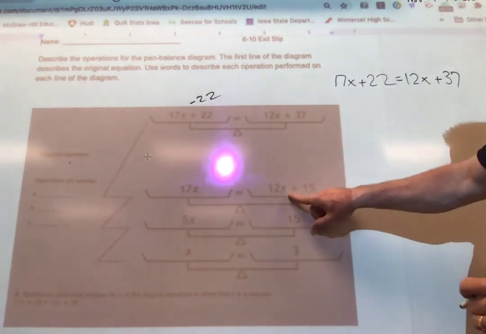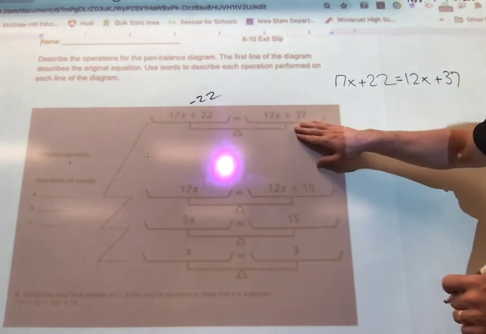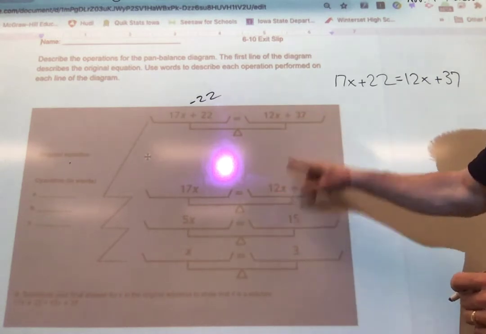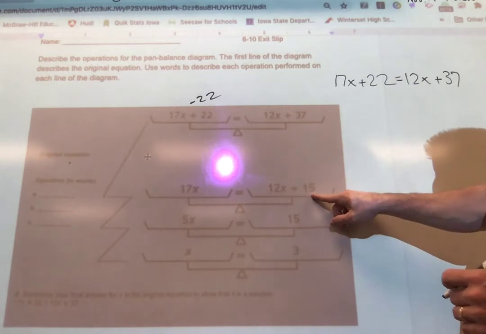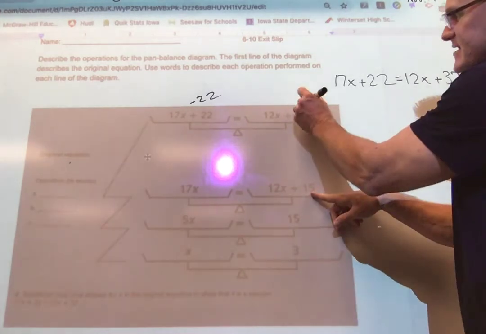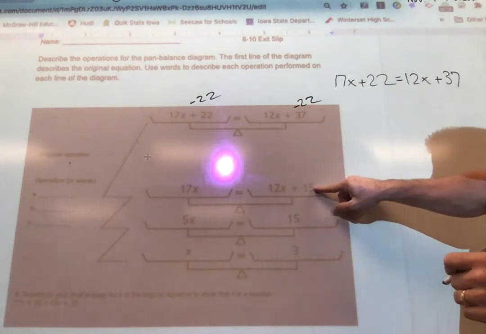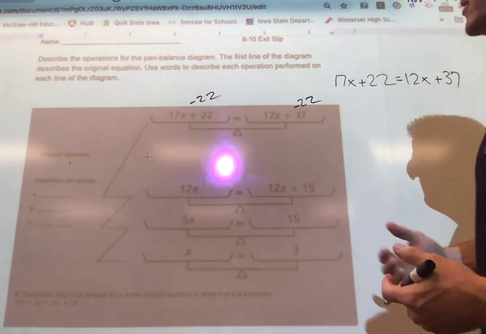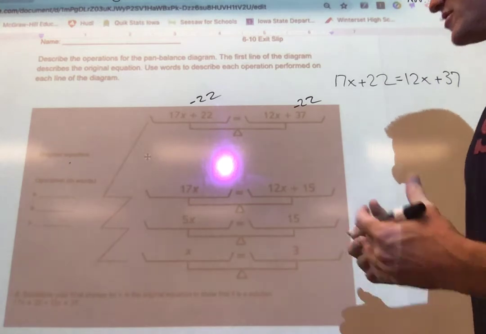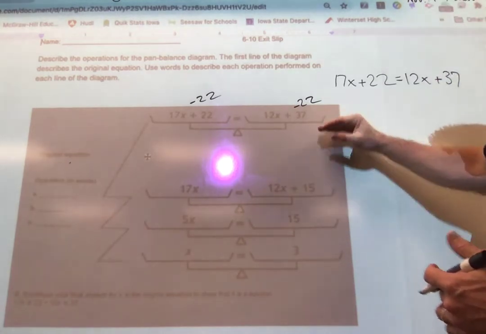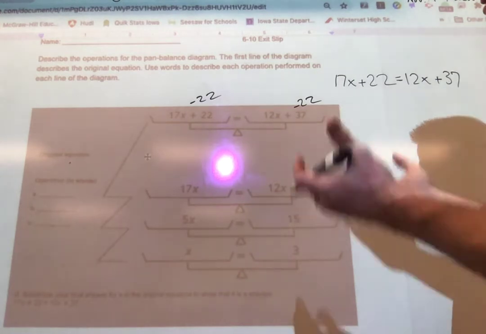So I'm thinking I'm subtracting 22. If I look over here, I got to see if they did the same thing to the other side. And notice I went from 12x, it's still 12x, but now instead of plus 37, it's plus 15. So I know they did subtract 22, because 37 minus 22 is 15. So really they're just undoing this, trying to isolate the variable, and we're trying to get x by itself eventually. So I know this actually is equivalent to this because I took 22 off both sides, it's still balanced.